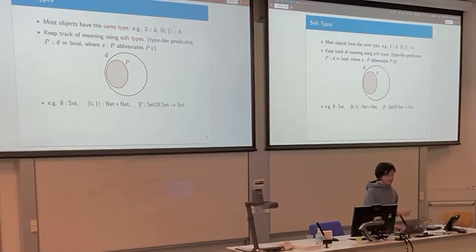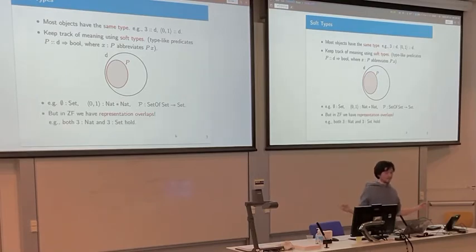So this says that the power set operator takes, that's the wrong way around. That should be, the power set operator takes a set and gives you back a set of sets. Sorry, that's a typo. But of course in ZF we have representation overlaps. That is, you have non-empty intersections of soft types. So of course in ZF everything is a set, so the set soft type intersects with every single soft type you could imagine.